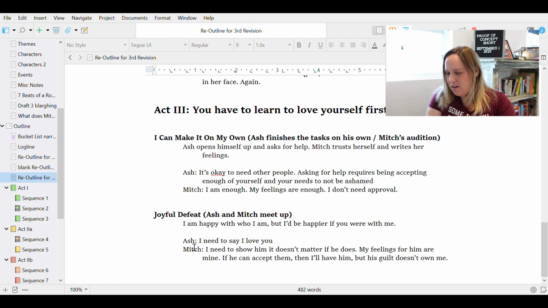Ash needs to say I love you. And Mitch, at this moment, needs to show him it doesn't matter if he does love her or not. Her feelings are hers. And if he can't accept them, then that's fine. But if he can, she wants him.